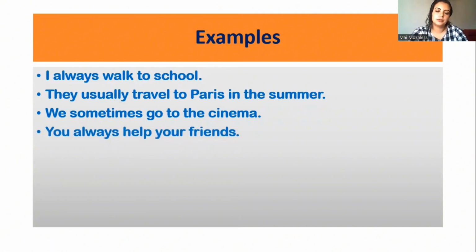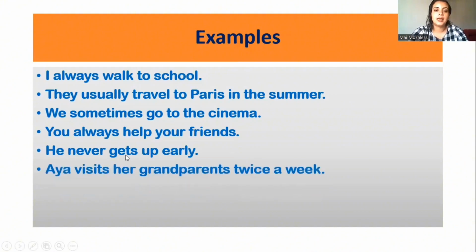You always help your friends. You help. He never gets up early. He is a singular subject, so we added S to the verb. Aya visits her grandparents twice a week. So Aya is a singular subject, so we added S to the verb.